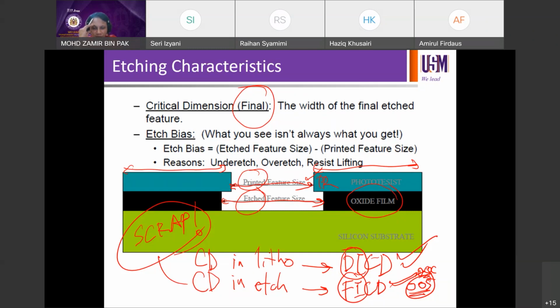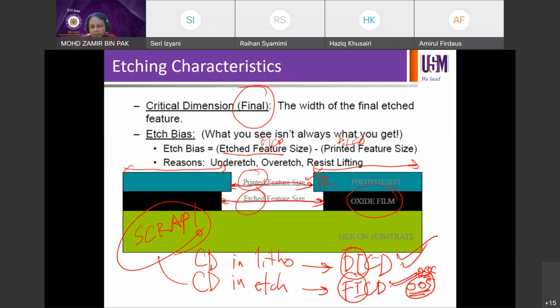Right, so if you got your litho CD wrong, you can still rework, even though that's not intended. However, you still can rework. That means you still can save the wafers. FI habis. So etch bias is another parameter. What you see isn't always what you get, right? Etch bias is the etched feature size versus printed feature size. Whatever you have etched, basically that means your FI, like FICD, minus DICD. FI minus DI equals etch bias.